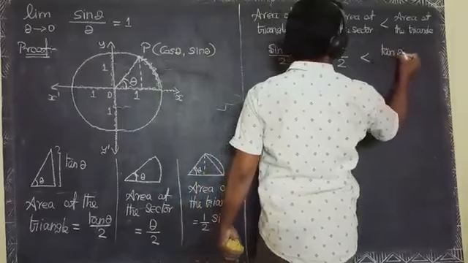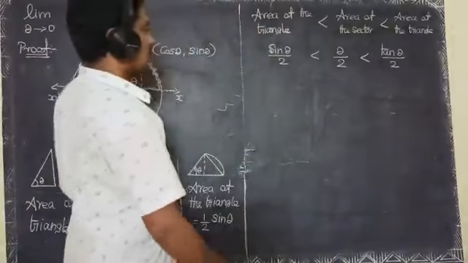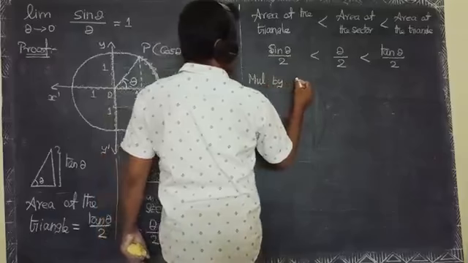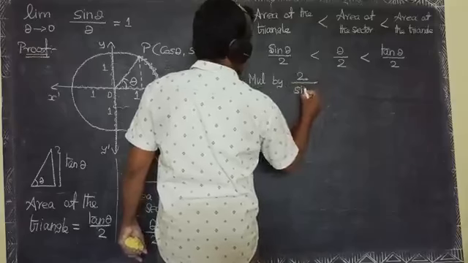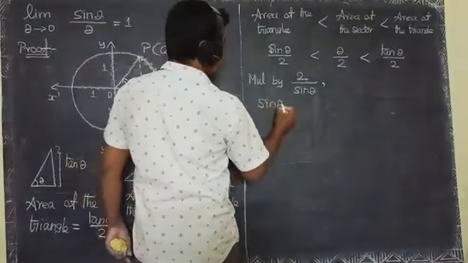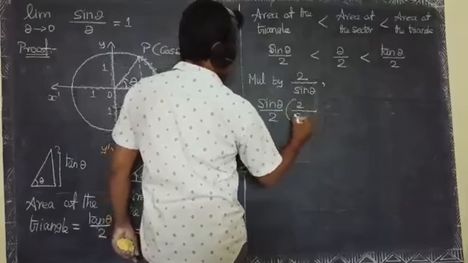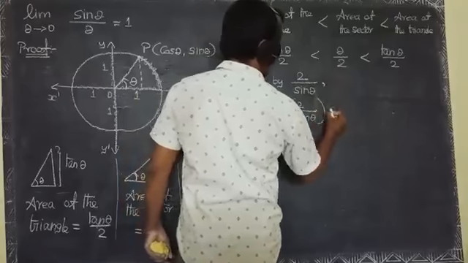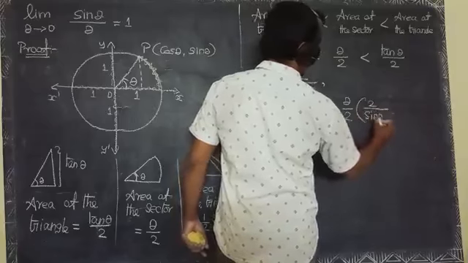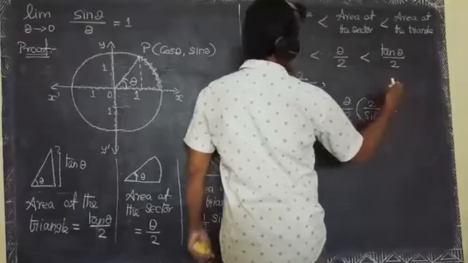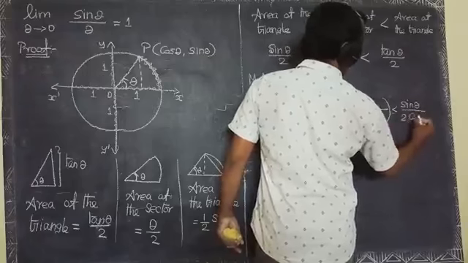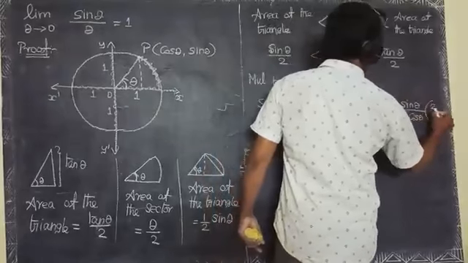Okay, tan theta divided by 2. Multiply each term by 2 divided by sin theta. That is sin theta divided by 2 times 2 divided by sin theta, less than theta divided by 2 times 2 divided by sin theta, less than tan theta, that is sin theta divided by cos theta, times 2 divided by sin theta.